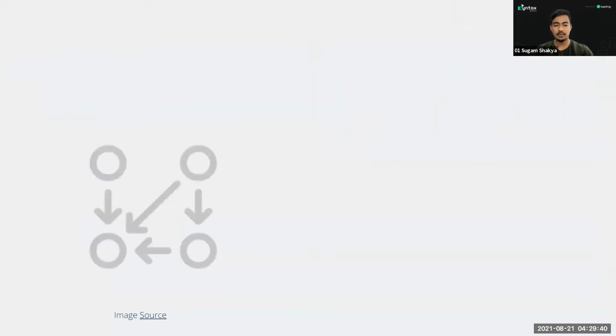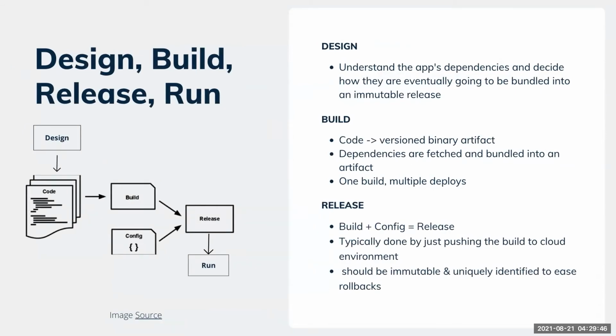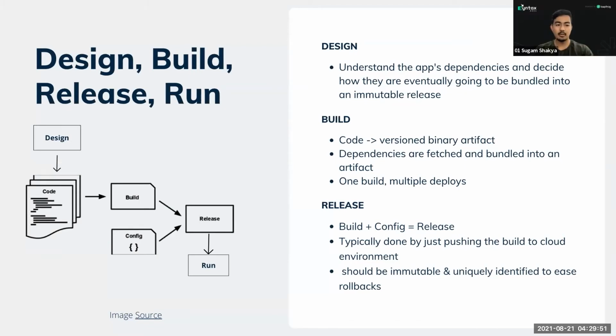So let's move on to the next one, and that is design, build, release, and run. Originally it had build, release, and run. What this means is that we need to have different stages while deploying an application: build, release, and run. Even before that, we need to design how our build pipeline would look, or how our dependencies are going to be bundled. So whenever there is a new feature, we'll have something to design. We need to look into the dependencies and what needs to get added, what needs to get removed.